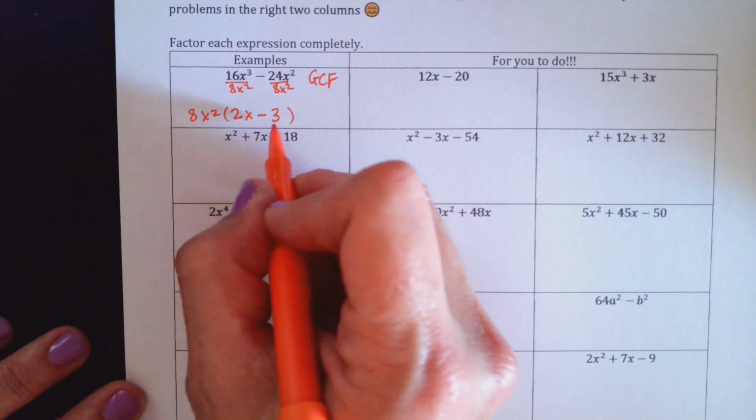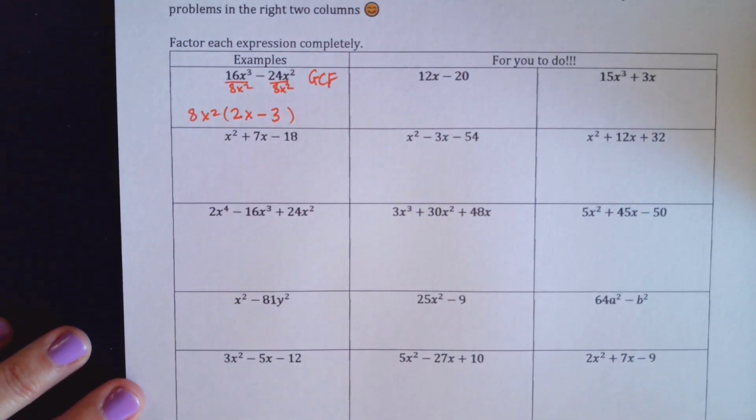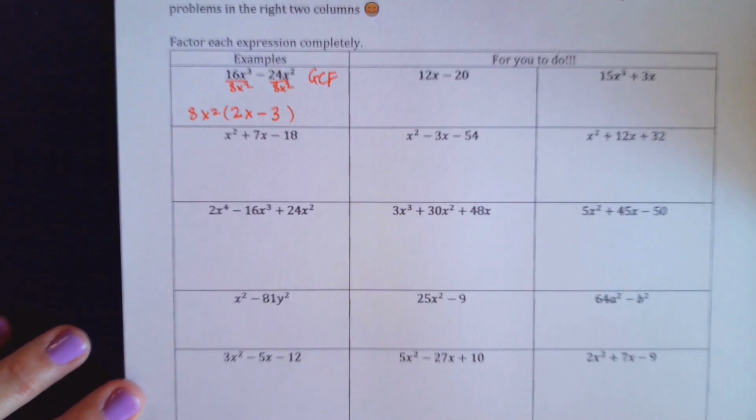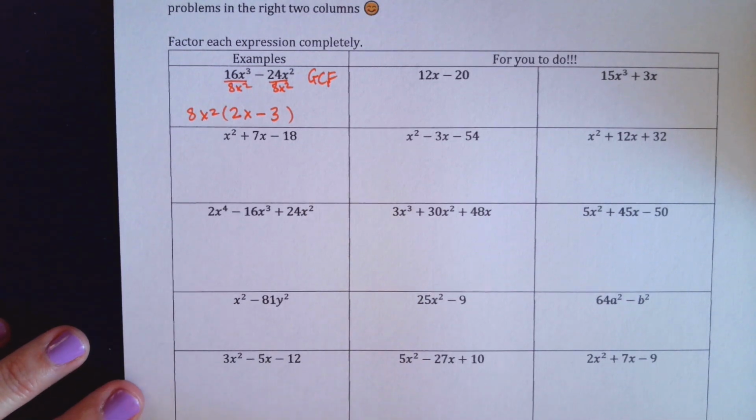If these have nothing left in common, then you know you did a good job taking out the biggest thing possible, the greatest common factor. Okay, and 2x minus 3 can't be factored anymore, so I know I'm all set, nothing to do.